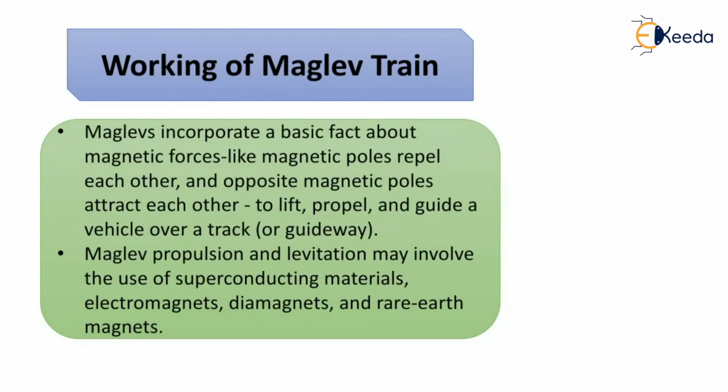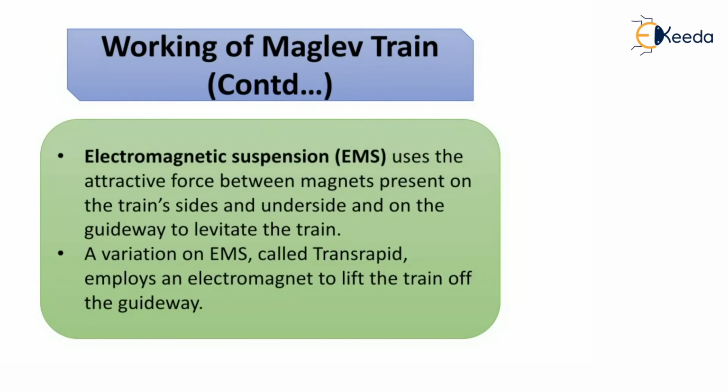Now the working. Maglevs incorporate a basic fact about magnetic forces: like magnetic poles repel each other and opposite poles attract. The magnetic propulsion and levitation may involve use of superconducting materials, electromagnets, diamagnets, and rare earth magnets. Now, the EMS uses the attractive force between the magnets present on the train sides and underside, and also on the guideway.